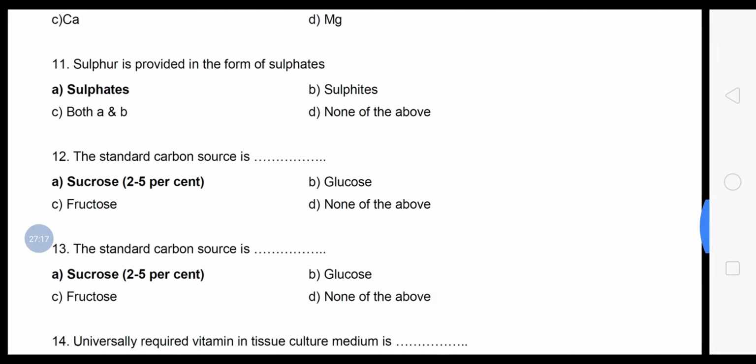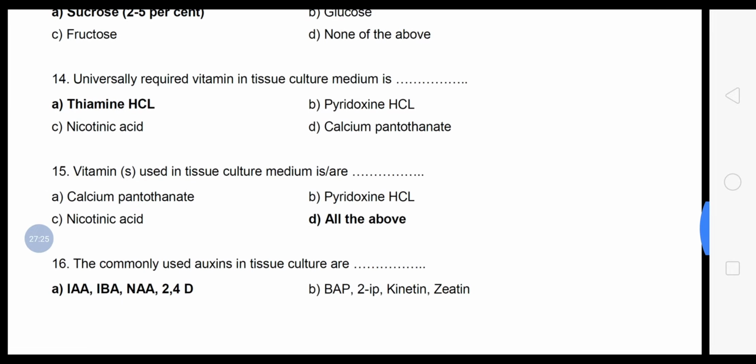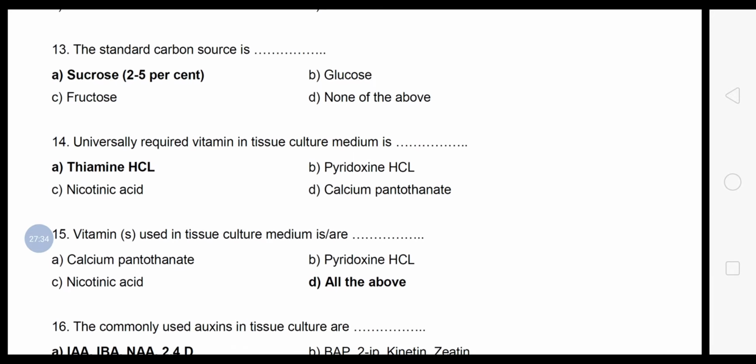The standard carbon source is 2 to 5% sucrose. The universally required vitamin in tissue culture medium is thiamine HCl. Remember, the standard carbon source after sucrose is glucose only. Glucose is readily available, but sucrose needs to be converted. The universally required vitamin in tissue culture medium is thiamine HCl.